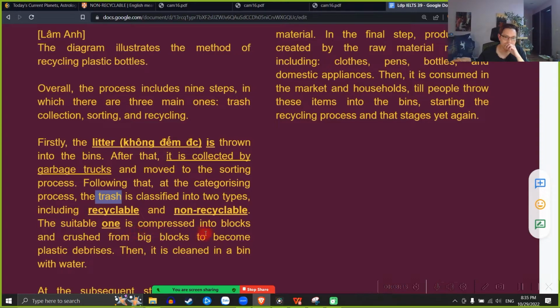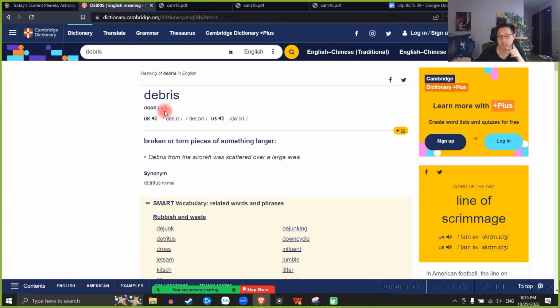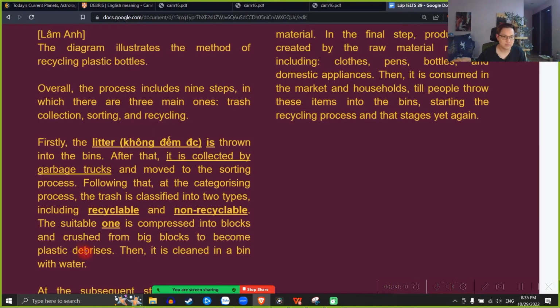So one is compressed into blocks and crushed from big blocks. Ủa, crush này là okay, crushed from big blocks to become plastic debris. Check this word out. Debris. It's uncountable, không đếm được, mảnh vỡ cái gì đó. It's uncountable. You have to check the dictionary for these words, you know. Be careful what you do.